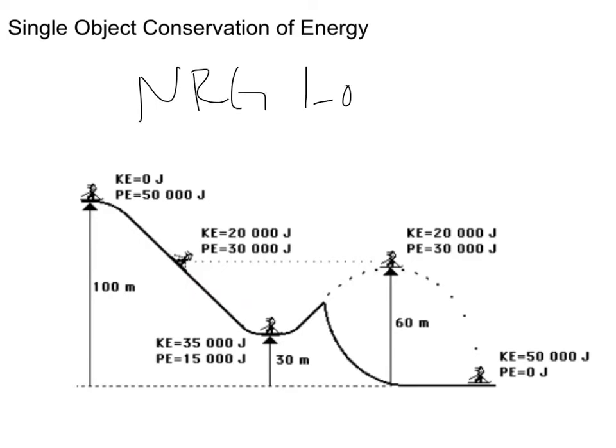Now, it's important to understand that energy is never truly lost or destroyed. It's just transformed into some type of energy, such as thermal energy, that's not easily recovered. And we call this the first law of thermodynamics, and we're going to cover that in more detail later on.